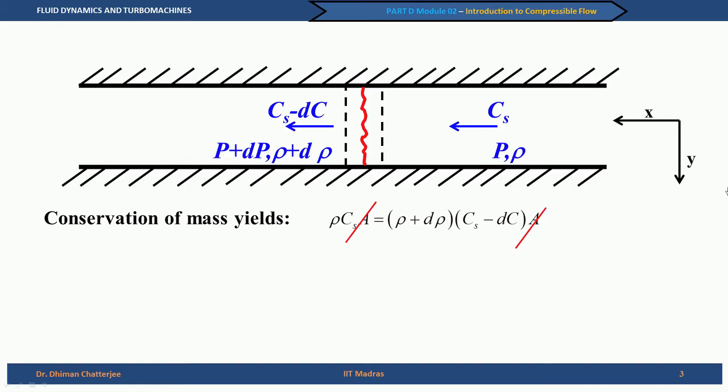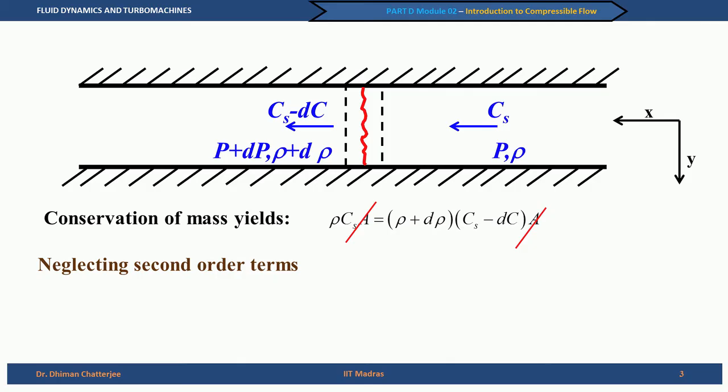Now, it is a constant area duct, a constant area passage, and hence the area gets cancelled. So, we are left with rho C s is equal to (rho plus d rho) multiplied by (C s minus d c). Now, we can open these brackets and multiply the cross terms, that is rho C s minus rho d c plus C s d rho minus d rho d c.